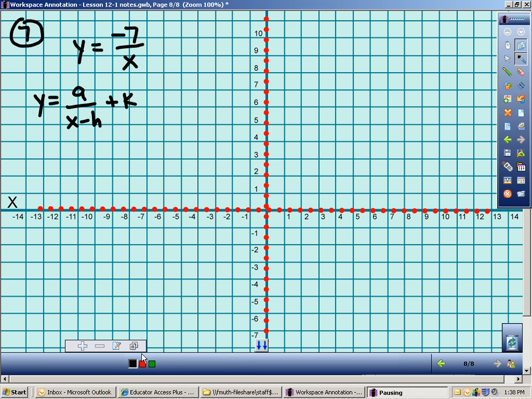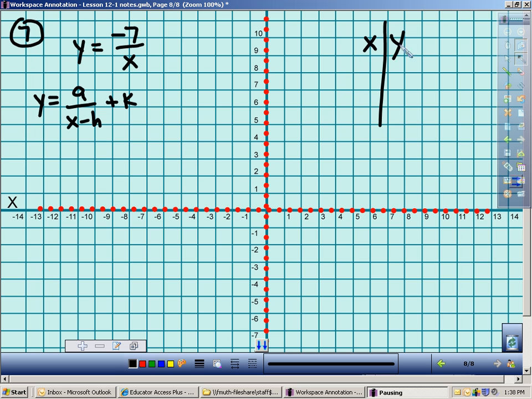All right, now I'm going to make a quick little table for myself so I can sketch. Now remember, since a is negative, my hyperbola will be up here in quadrant 2 and down here in quadrant 4. So I'm going to make a table real quick. I'm going to plug in some easy things. I'm going to plug in, actually, -7. I'll plug in -1. I'm going to plug in, actually, -14. Let me do that because that'll be easy to do, too. So -14, -7, -1, and I'll plug in 0, 1, 7, and 14.